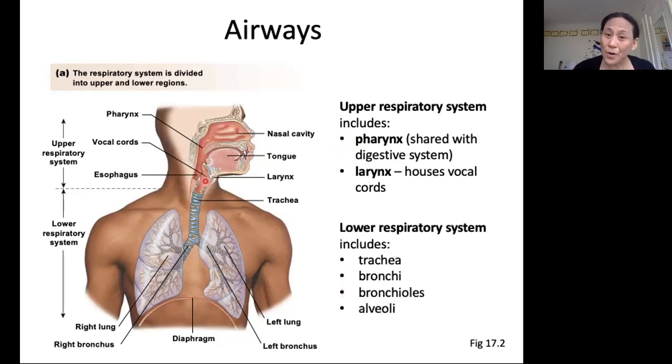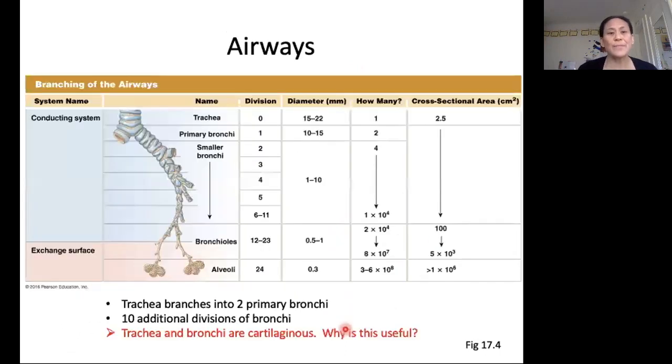Okay, looking at the lower respiratory system, we've got the trachea, we have bronchi, and then bronchioles, and then those bronchioles terminate in the alveoli where the gas exchange happens. So as we breathe in air, it passes through these structures in this order. Okay, so let's take a closer look at these structures that make up the lower respiratory system.